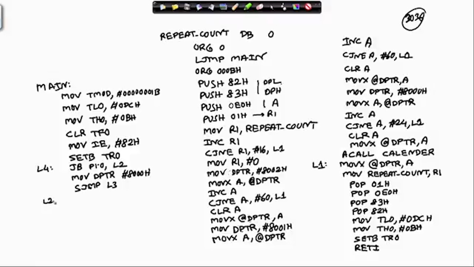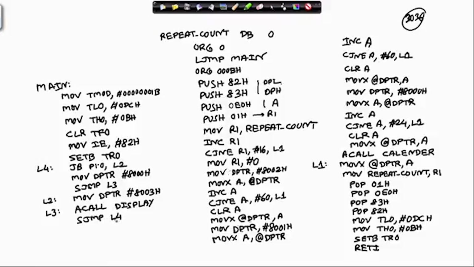Then in L2 we came because the mode button has been pressed. So, this DPTR has to be loaded with a different value. So, MOV DPTR with the address of this date part, that is 8003 hex. And then in L3 I have to call the display routine, ACALL display, and then SJMP L4.